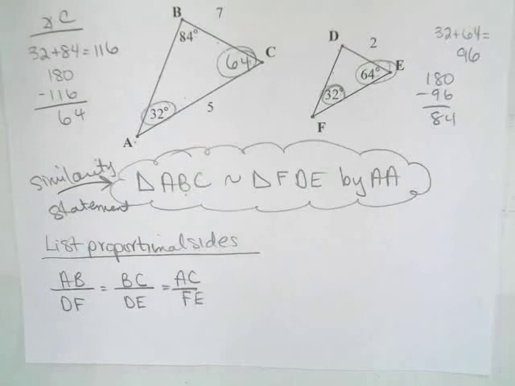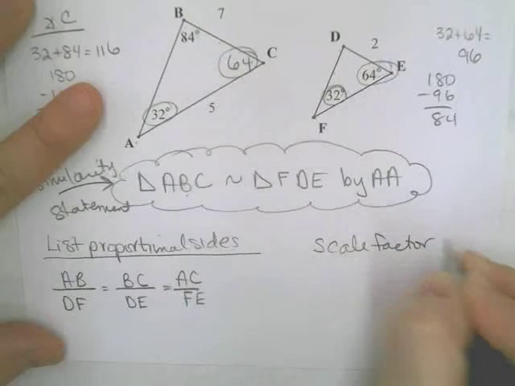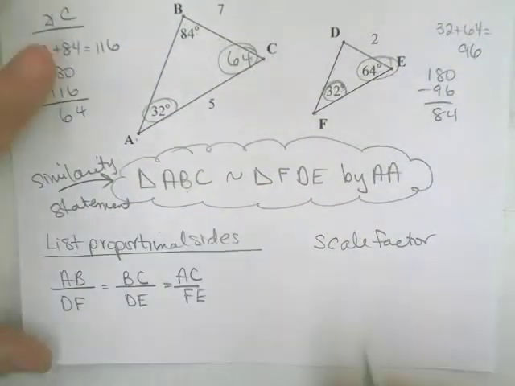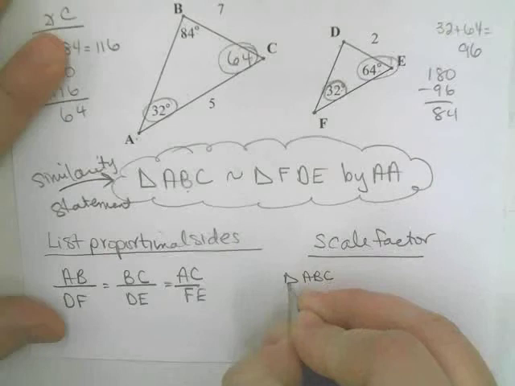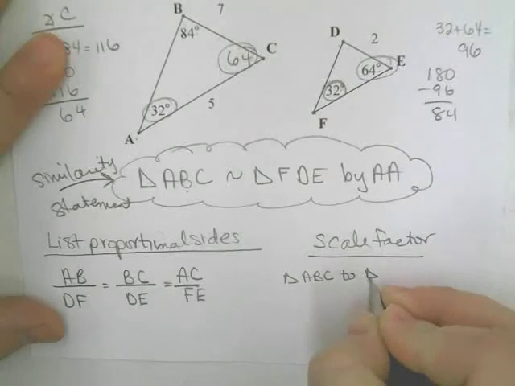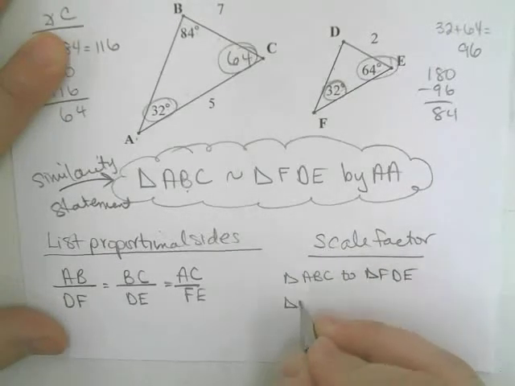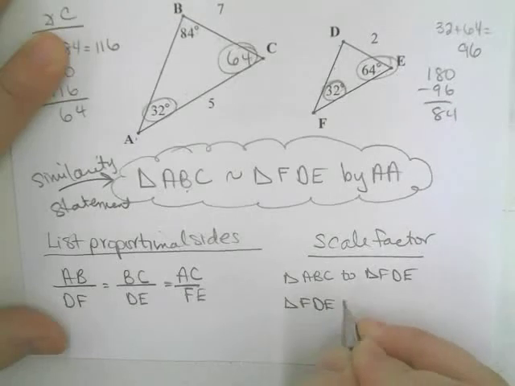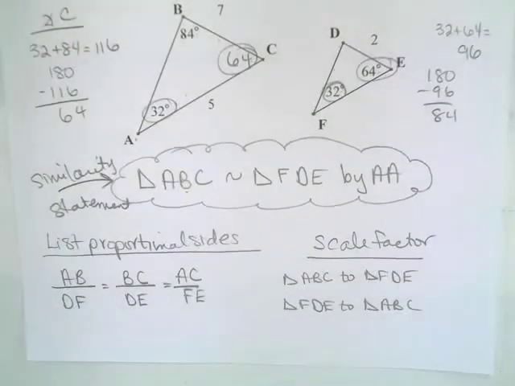The other thing we need to be able to do is find the scale factor. Now, depending on the order you want it to be, there's two scale factors. There's the scale factor of triangle ABC to triangle FDE, and there's the scale factor of triangle FDE to triangle ABC. They're basically the same thing, but one's going to be upside down compared to the other.